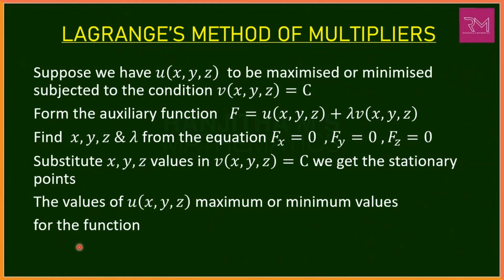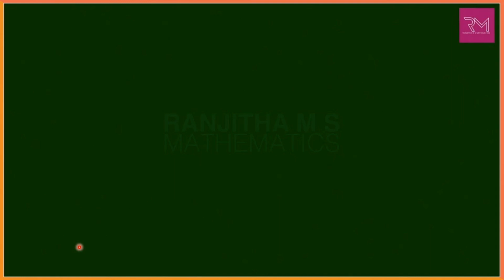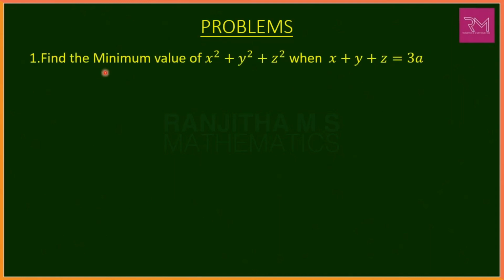Let us solve some problems so that we can understand it better. Here is the first problem. Find the minimum value of x square plus y square plus z square when x plus y plus z is equal to 3a. Here we have to find the minimum value of the function u, x square plus y square plus z square, subject to the condition x plus y plus z equal to 3a.